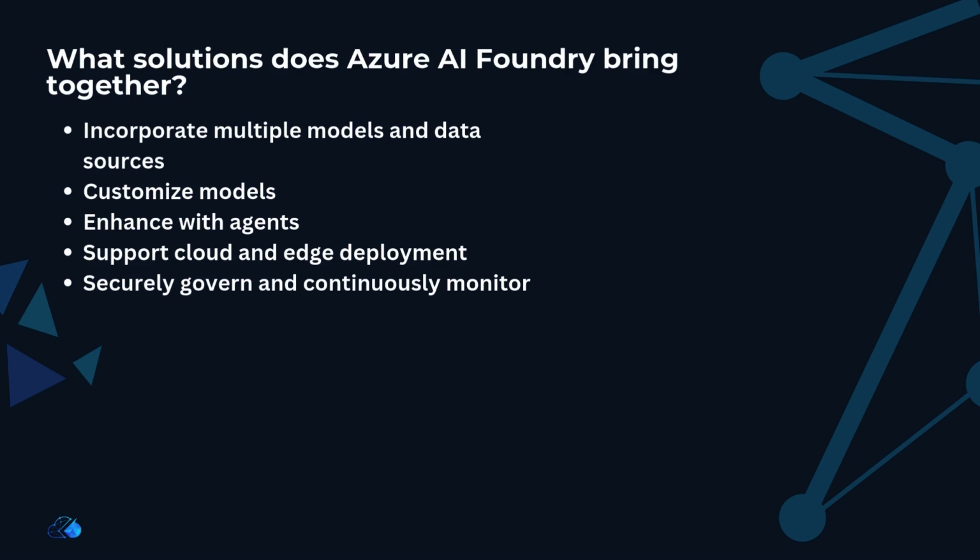Transform your applications with agent like workflows that respond to events, support reasoning, and perform autonomous tasks, and support cloud and edge deployment. Run AI apps anywhere with Azure containers and Azure Kubernetes services. And finally, secure, govern, and continuously monitor. Implement network isolation, identity and access control, and data encryption for secure, compliant AI operations.